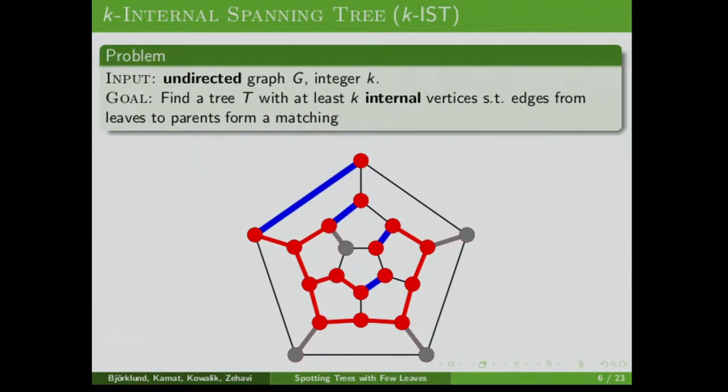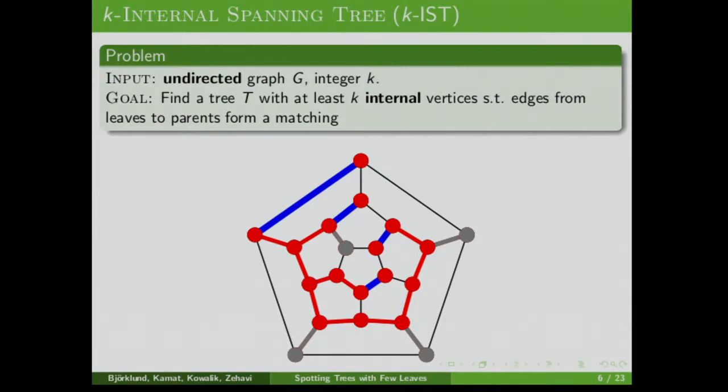The second observation, maybe less obvious, is that you can focus on some special kinds of trees, namely the trees in which, when you consider edges from leaves to their parents, these edges form a matching. Why is that? If you have two leaves with a common parent, and you remove one of them, then your number of internal vertices does not change. So you can focus on finding only such trees and you don't lose anything. And if this is the case, then you know that in your trees the number of leaves is at most the number of internal vertices, right?